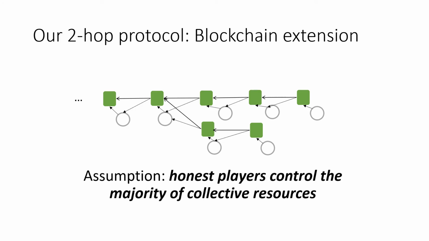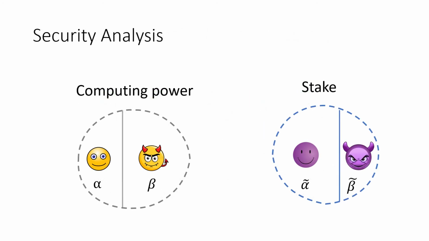And our main assumption here is that the honest players control the majority of collective resources. We have two types of resources in our system, computing power and stake. We consider the scenario where the adversary may control the majority of computing power, but a minority of stake.